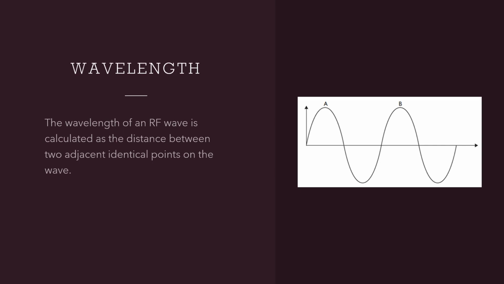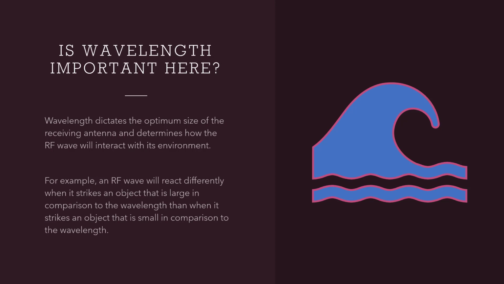Now the question is, why would I need to know about the wavelengths in performing site impairment? The first important aspect is that the wavelength dictates the optimum size of the receiving antenna. If you have a particular wave with certain characteristics, then that determines what the size of the antenna would be. If the antenna is too small, then it may not be able to receive. If it is big, that's fine.